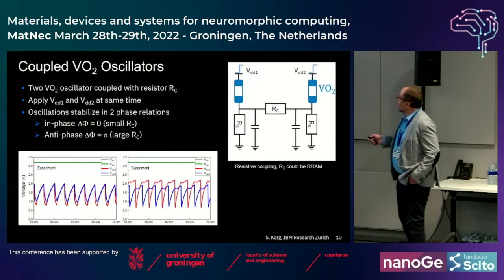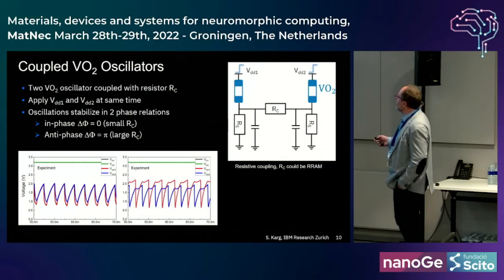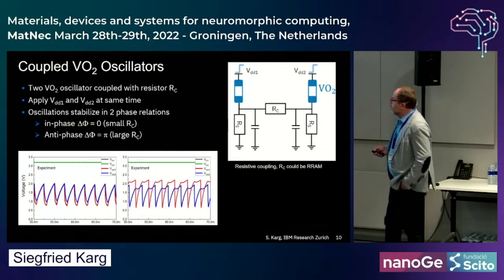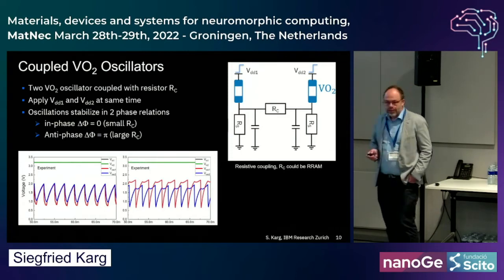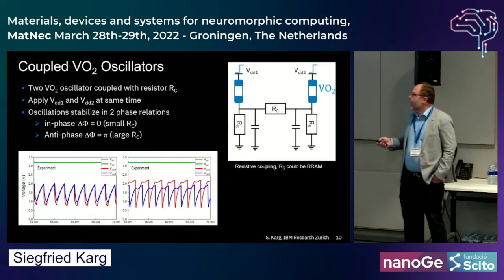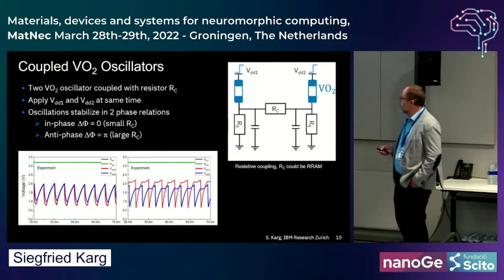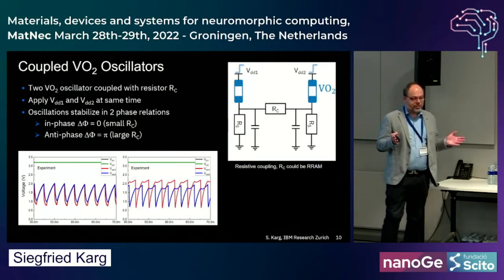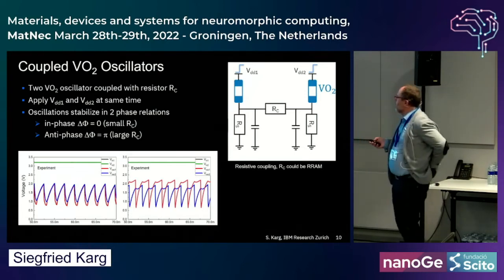And so we switch on the voltage for both oscillators at the same time, and we can then achieve these two configurations. We have an in-phase oscillation if the coupling resistance is small, so that means strong coupling, and we get them out of phase if we have a larger coupling resistance here. So this we can tune. We can tune the two oscillators with the coupling strength that we apply.